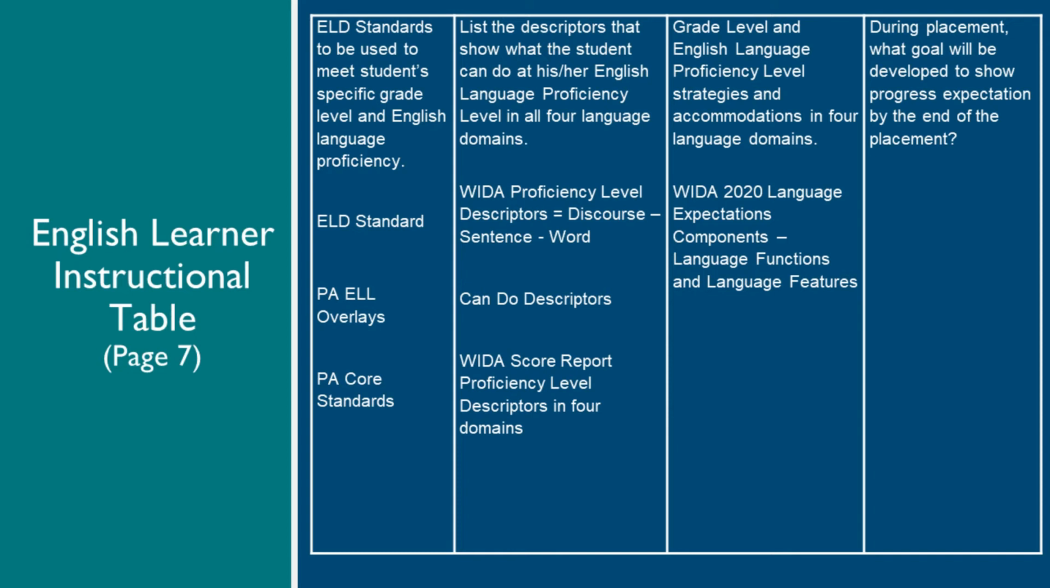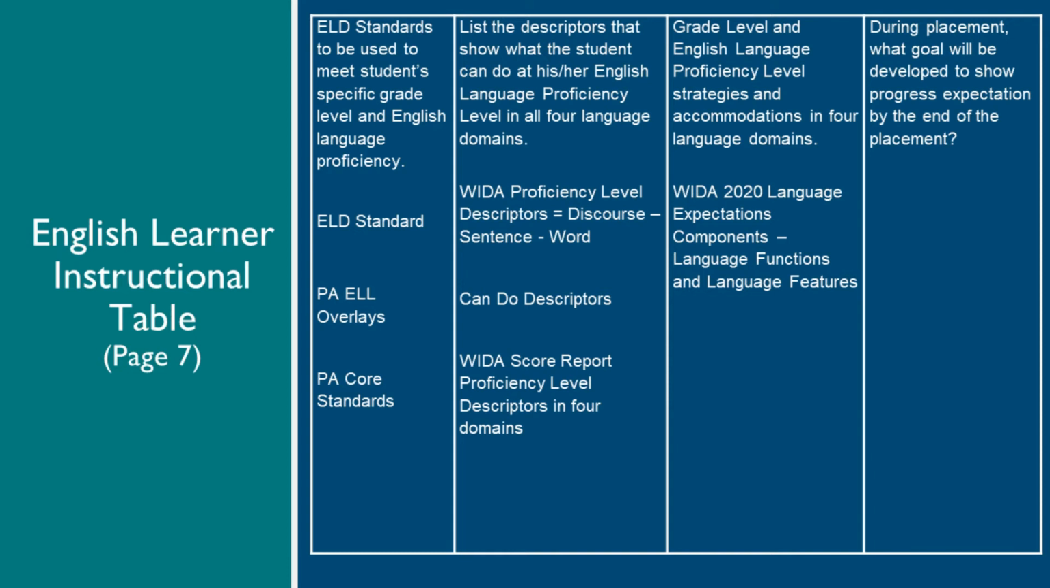What proficiency level descriptors are specific to the student's proficiency level? How and why do you choose the following English language proficiency level descriptors for the identified student? What can the student do during ELD instruction? How will you scaffold classroom instruction and assessment tasks?